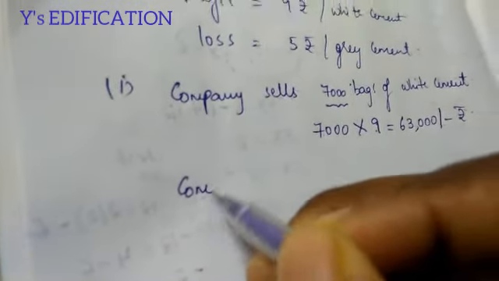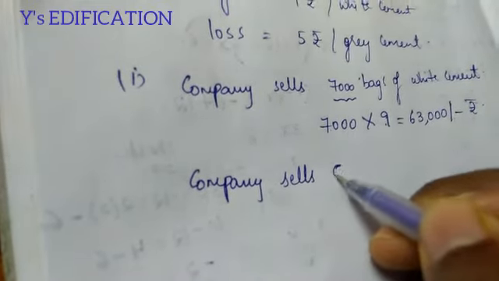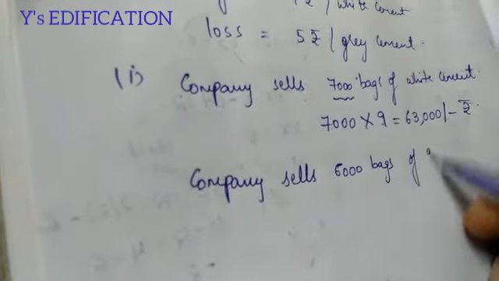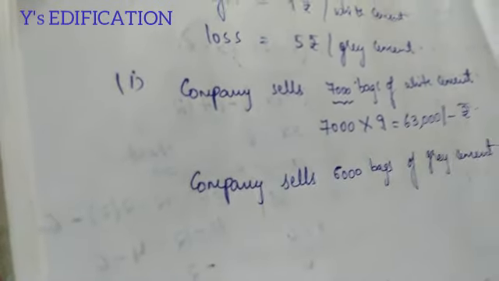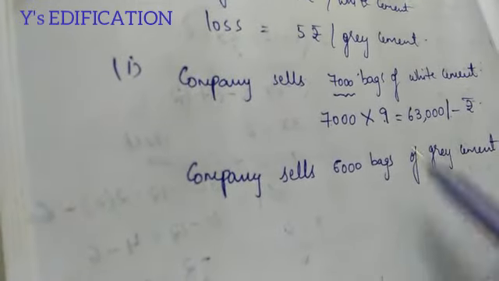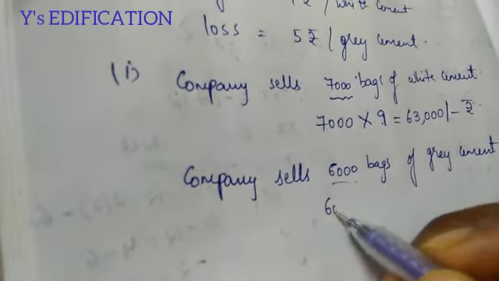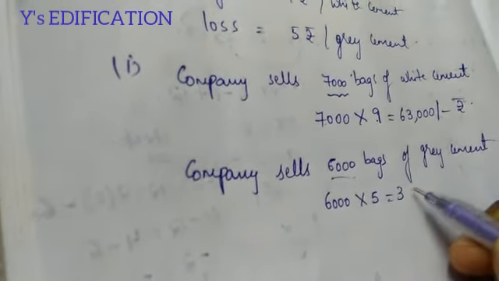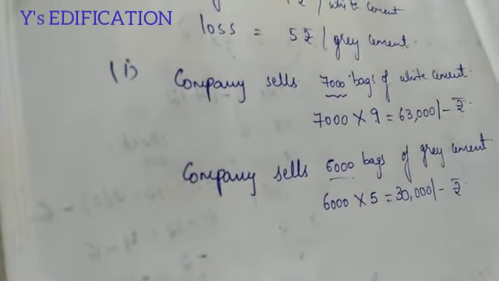Okay, and next, company also sells 6,000 bags of grey cement. For every one grey cement bag, 5 rupees is the loss. For 6,000 bags, how much is the loss? 6,000 into 5 is 30,000. So 30,000 rupees is the loss.